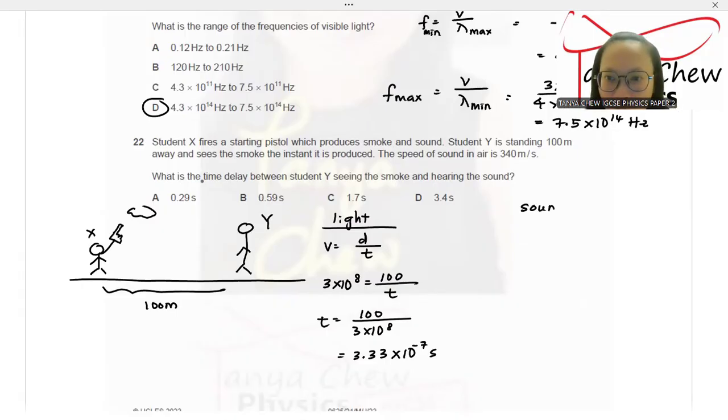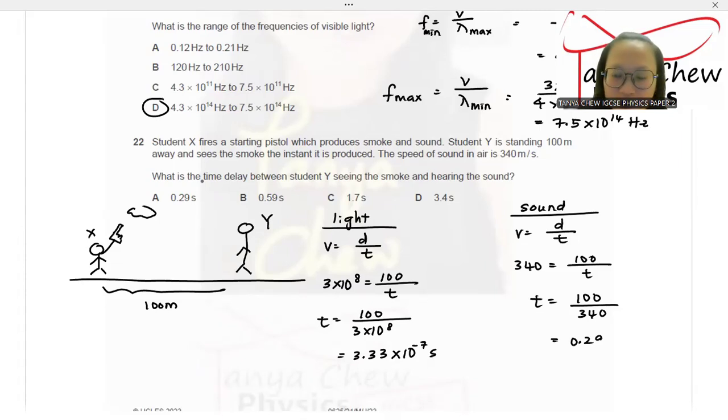But for sound, the speed of the sound is distance over time. The speed of the sound is 340, distance is 100, and the time is 100 over 340, and you get about 0.29 seconds. And the time delay means you take the time when the student hears the sound minus the time when the student sees the smoke, because it happens too fast. So you will still get 0.29.